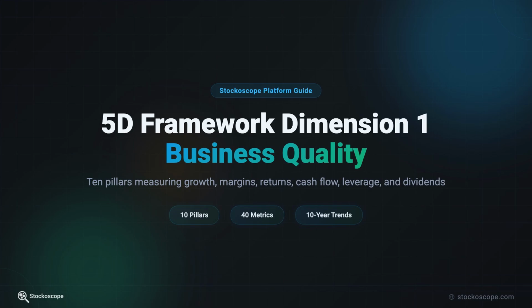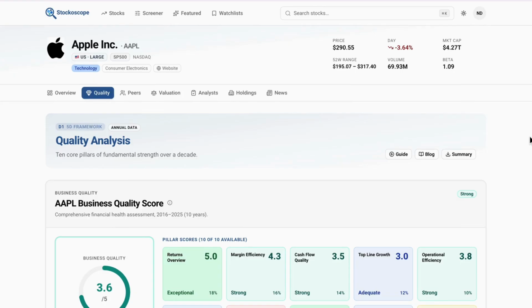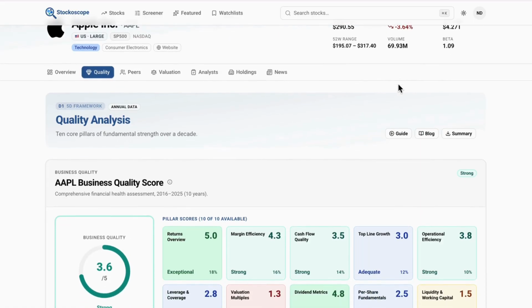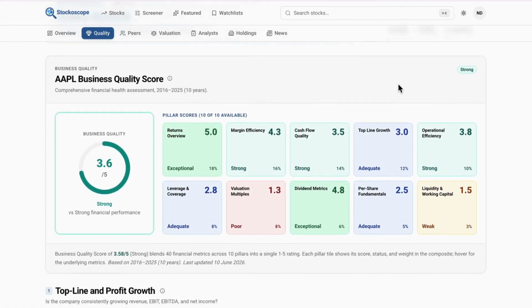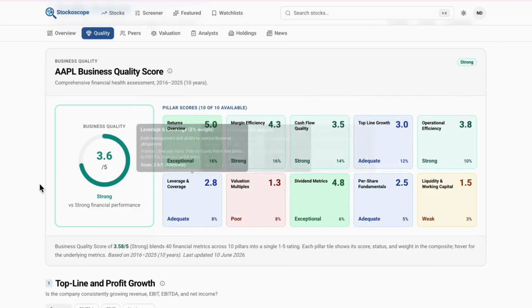Welcome to the Quality Analysis page on Stockoscope, the first dimension of the 5D framework. In this walkthrough, we'll show you what each section of the page means and how to read the 10 pillar scores. Let's get started. We're using Apple as our example, but everything you learn here applies to any stock on the platform. At the top of the page, you'll find the Business Quality Scorecard.